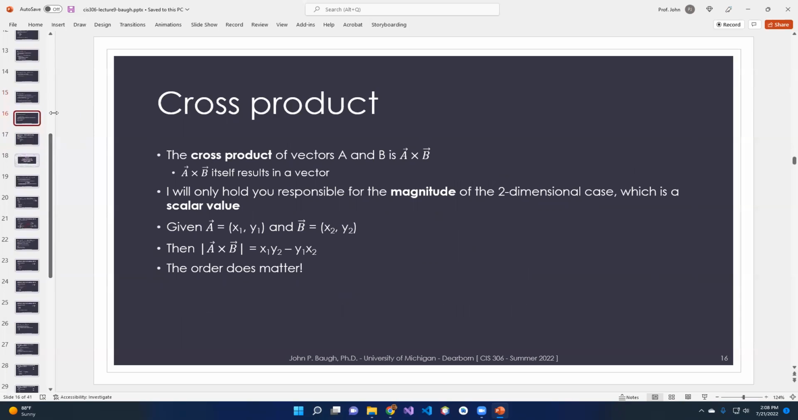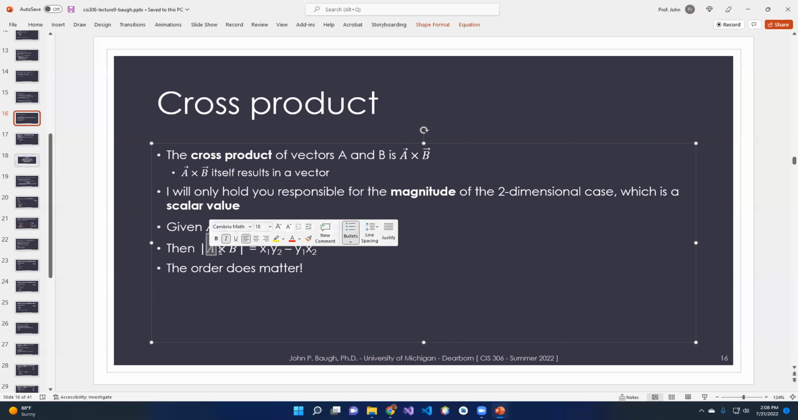And then we talked about cross product. This is actually what we do a little bit more. To find the magnitude of the cross product, it's actually fairly simple. The magnitude is a scalar value. The magnitude of the cross product is the x component from the first operand multiplied by the y component of the second operand vector, minus the y component of the first operand vector times the x component of the second operand vector. So the order does indeed, in most general cases, matter.